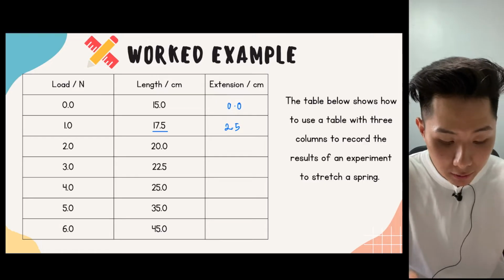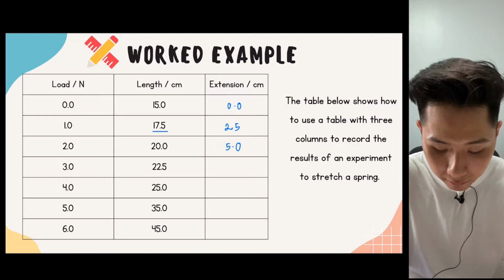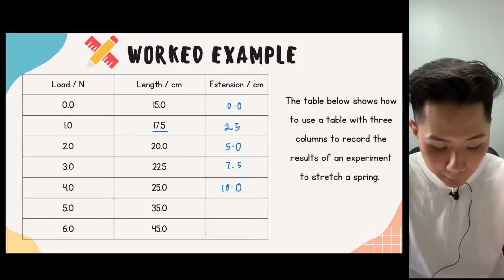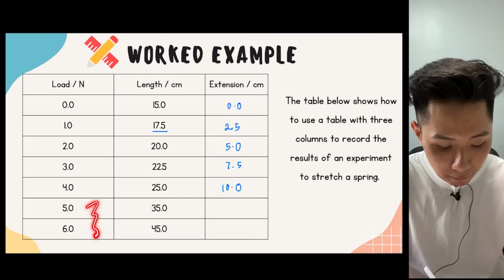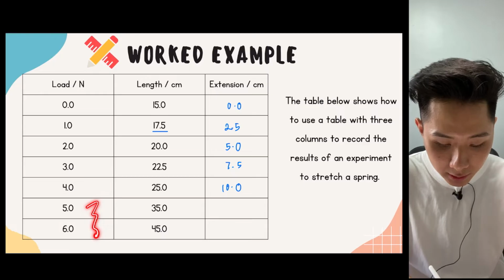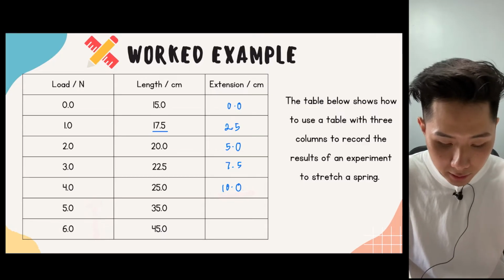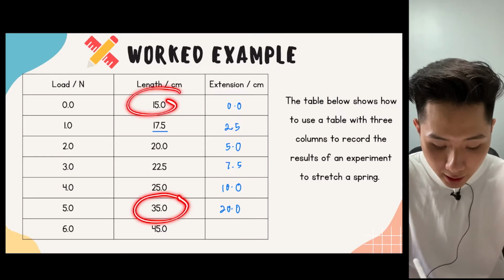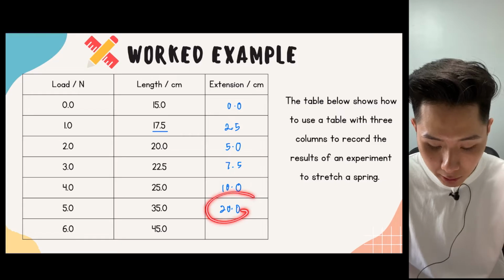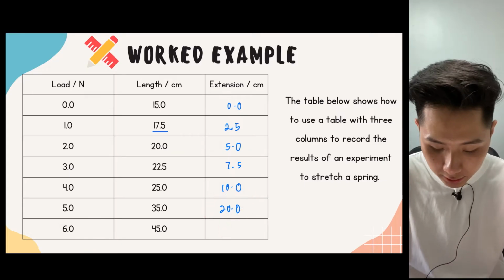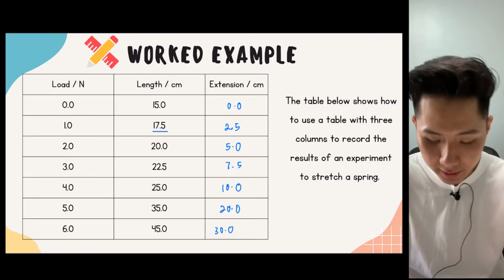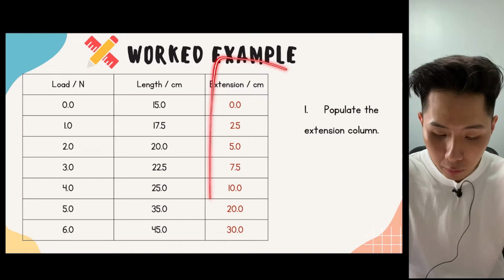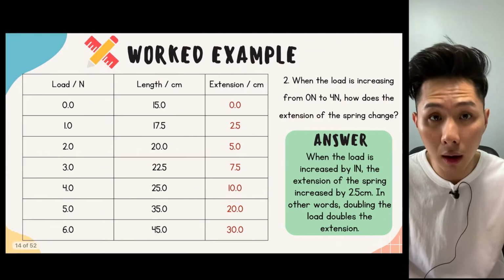Followed by 2 Newton, our extension will be 5 cm, then 7.5, then 10, and look what's happening at loads of 5 Newton and 6 Newton. Now the extension, instead of 12.5, is actually 20, because the original length is 15 and the extended spring is 35, so we get 20, and followed by 30. Something different is happening here, but we'll discuss it in a while. That's what we'll get after we populate the extension column.